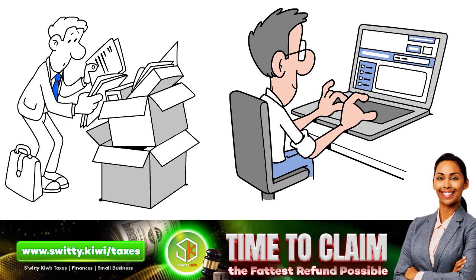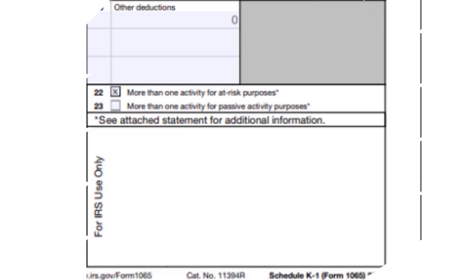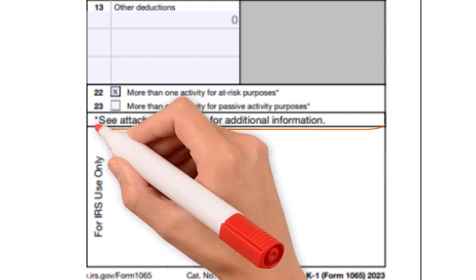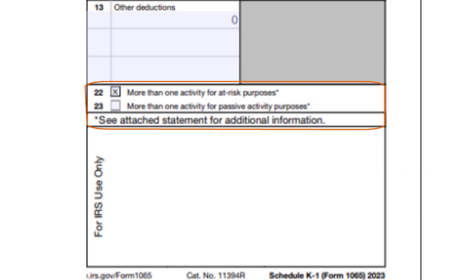Okay, the next thing I want you to do is look at Section 22. It says here, more than one activity for at-risk purposes. It's one of those things where, if you want to claim certain deductions, the activity must be at risk. Because if you only have it on a passive level, then you cannot claim certain expenses. This is another topic for another day, but I just wanted to specify that here so that we are all on the same page when it comes to what is deductible and what is not deductible on a Schedule K1, especially vis-a-vis the partner's income taxes.